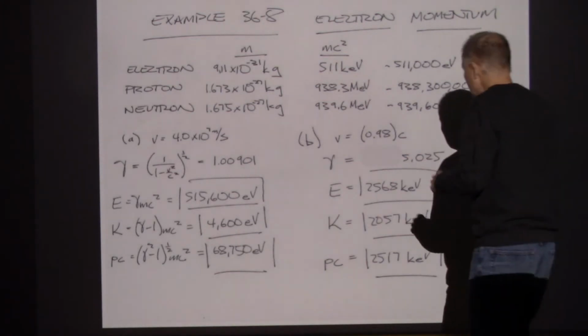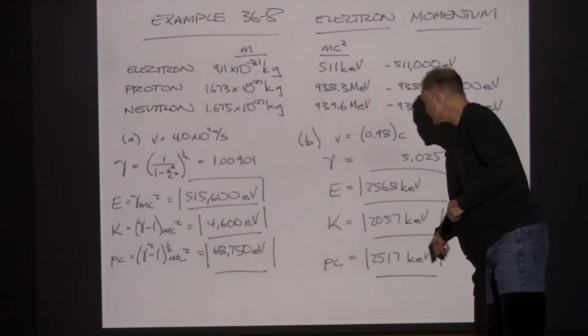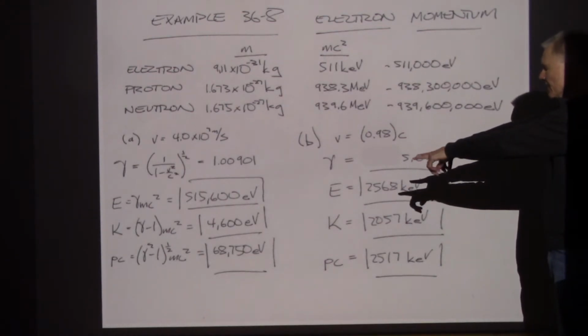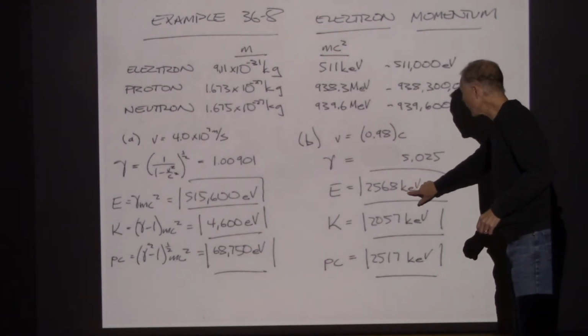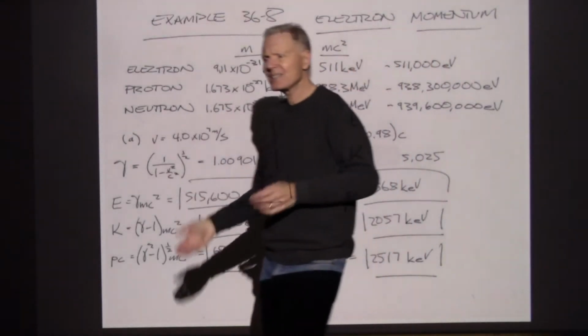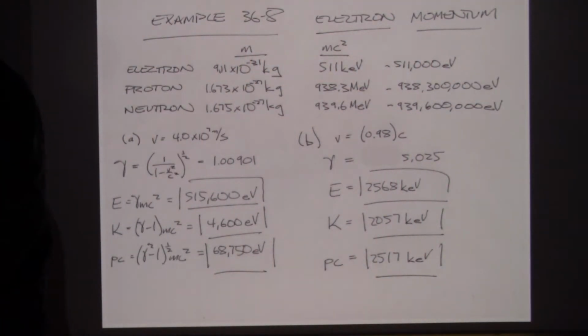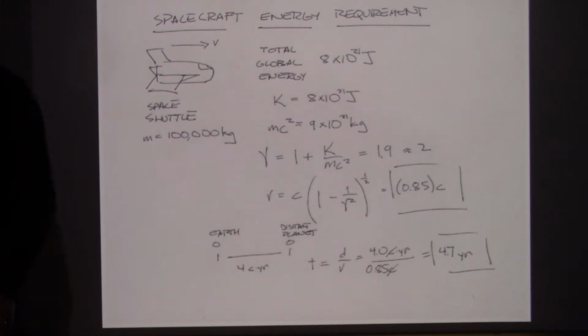Okay, and then the momentum is 2517. Now those numbers were in eV. These numbers are in thousands of eV, but you know, kind of stare at those and practice playing around with the formulas. That was a good example.